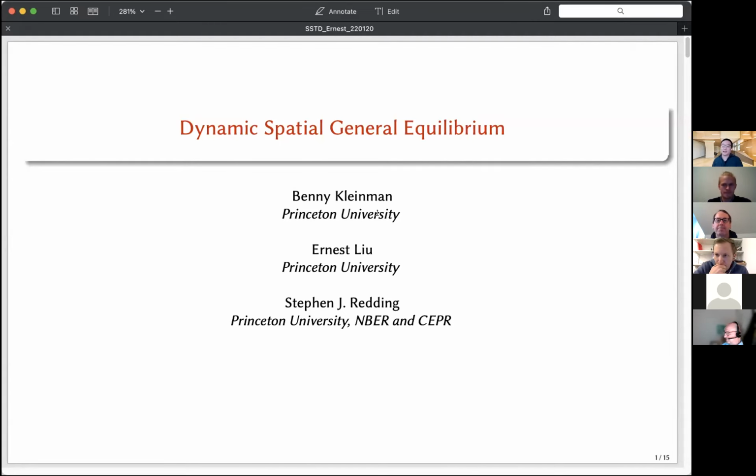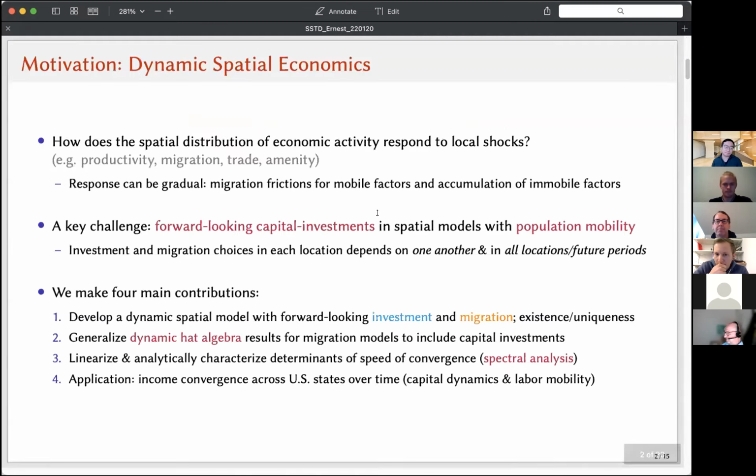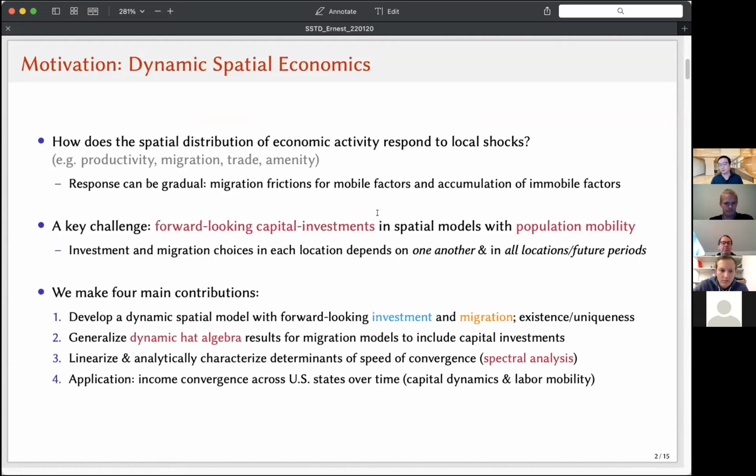It's a paper about dynamic spatial equilibrium. So what is the motivation? Well, a key question in spatial economics is how does the spatial distribution of economic activities respond to local shocks? By shocks, we mean changes in location-specific productivity or amenity, or location pair-specific frictions in migration and trade.